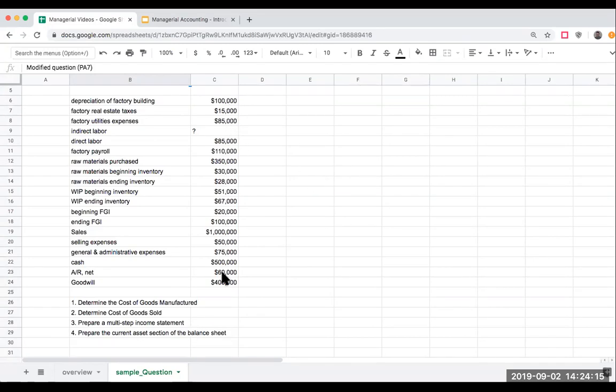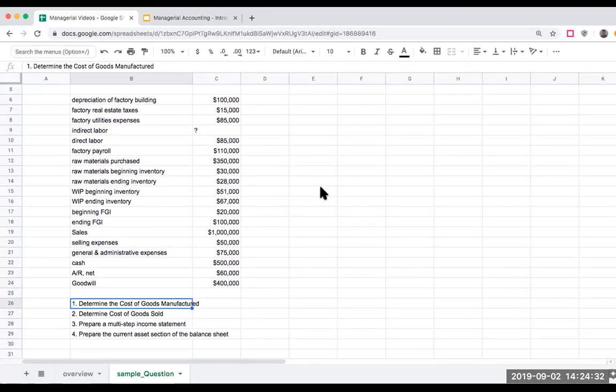What we're going to have to do is determine the cost of goods manufactured. We're going to need to determine the cost of goods sold. We're going to prepare a multi-step income statement and prepare the current asset section of the balance sheet. Rather than preparing a cost of goods manufactured statement, we're going to determine the cost of goods manufactured by using T accounts. So let's take a look at this real quick and we'll get ourselves set up.